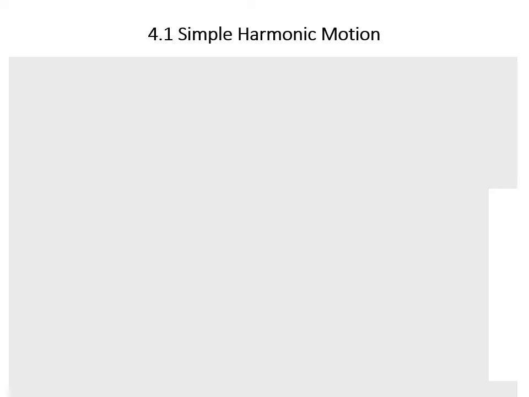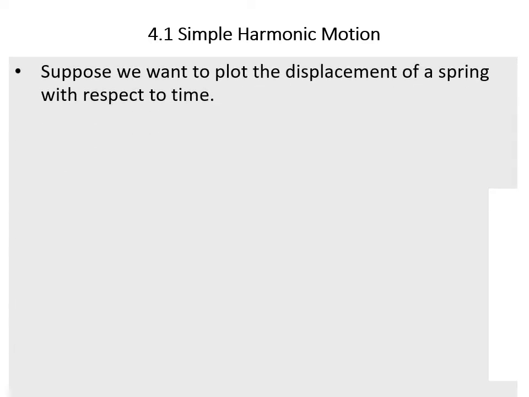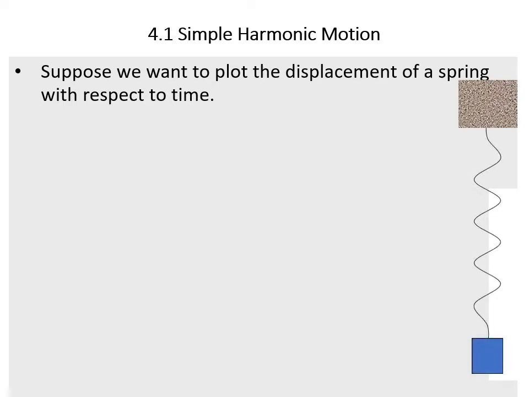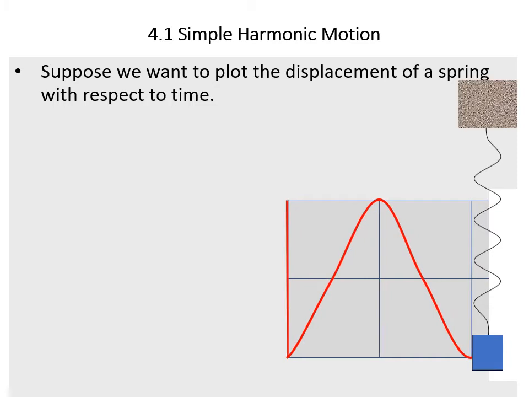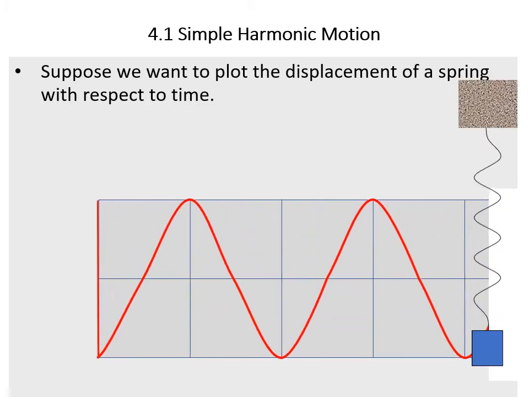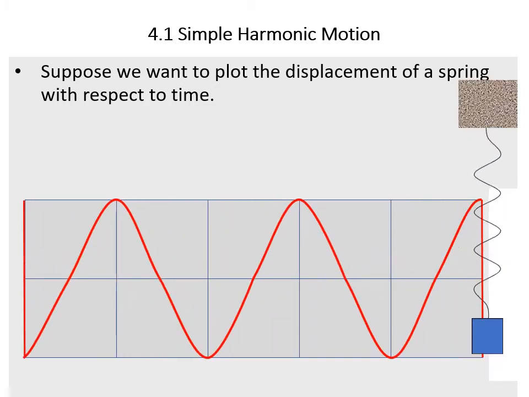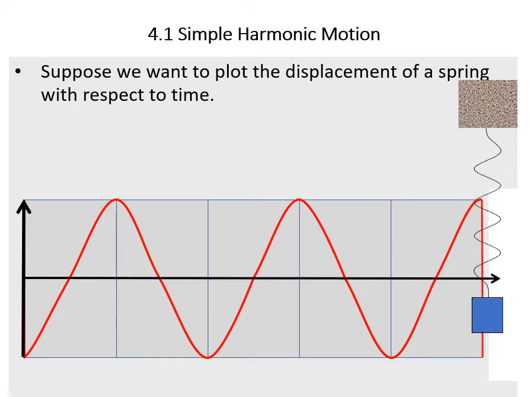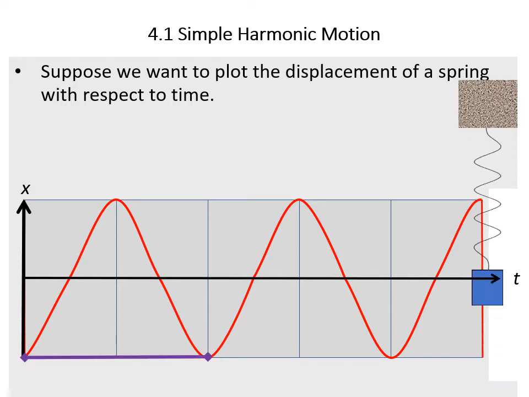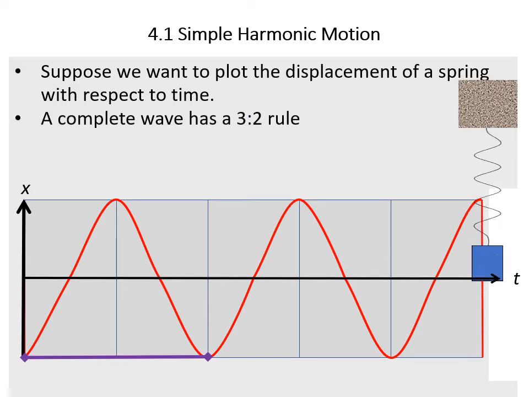So we can plot the displacement versus time for a spring. A spring is a simple harmonic oscillator in this case. We haven't deformed the spring. So the spring oscillates up and down. And as it does, I can run ticker tape out, and we could see over time the variation of the spring's displacement. Looks like a wave.